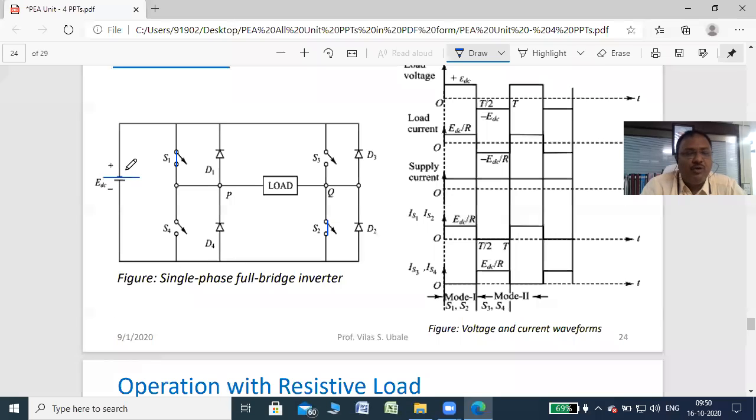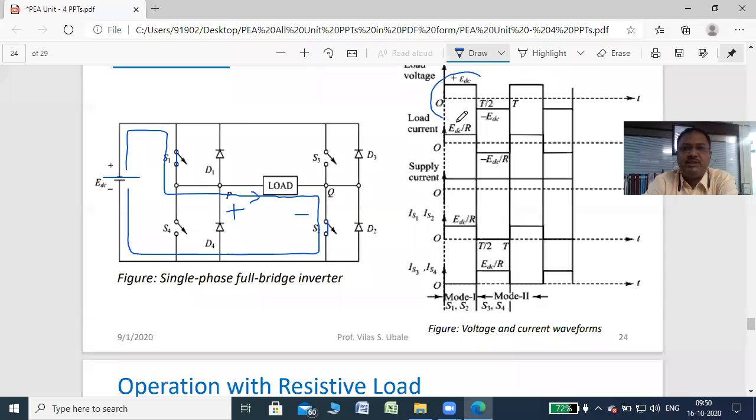So current starts to flow from the positive of the battery, then S1, then P, P is a notation, then the load, then Q, then S2, and then back to the negative terminal of the battery. So current direction is P to Q. P is positive with respect to Q. So this time the current is positive and your output voltage is also positive. Voltage is equal to EDC.